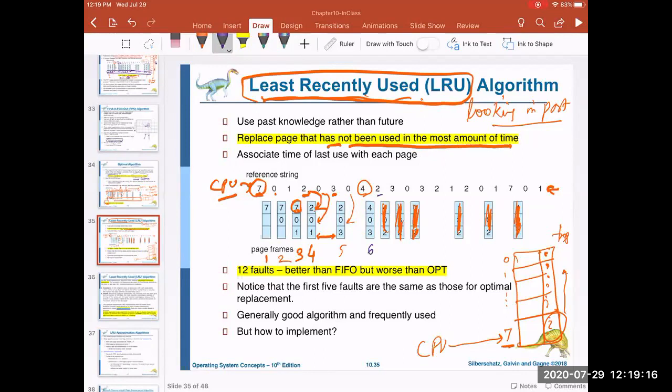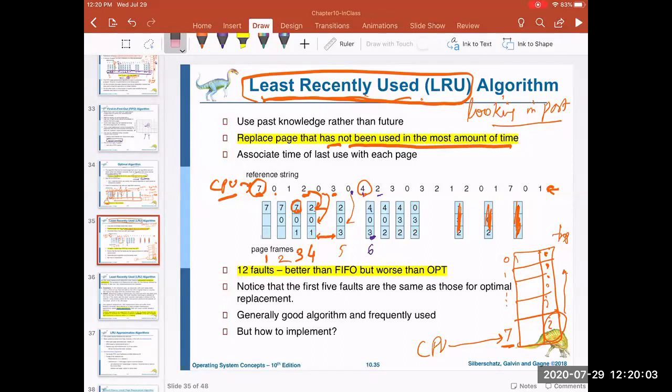This is another page fault. Another call. Which would be replaced? 3 would be replaced because it is not recently used. 4 just came in, 0 was just used, so it will be 3. And now there is a call to 3. Which one would be replaced? There is a call to 0. Which one out of 4? 4, very good. And now the call is to 3.